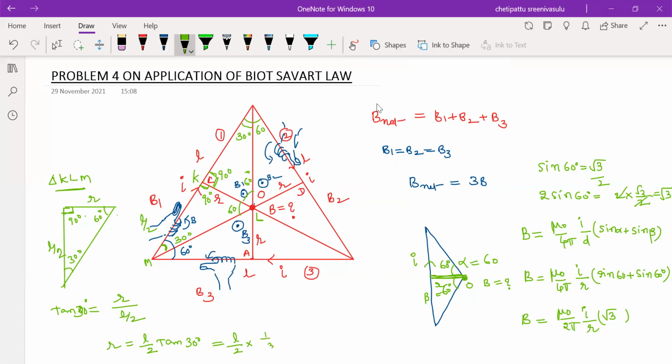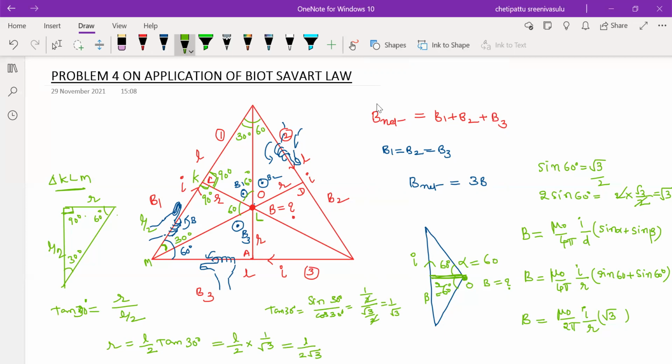1 by root 3 you can write. You can take sin 30 upon cos 30, which is equal to, sin 30 is 1 by 2, cos 30 is root 3 by 2, 2 gets cancelled. So 1 by root 3, which is tan 30 value. So we can write 1 by root 3. This value is L by 2 root 3, which is the R value.